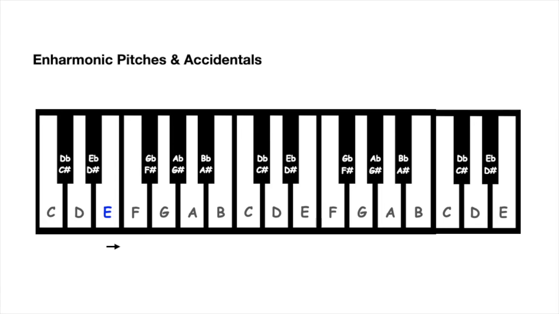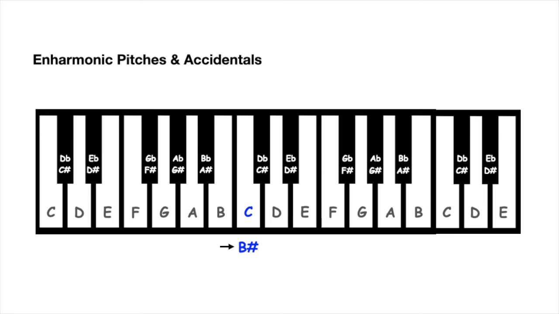This means E sharp is a white key enharmonic with F. Similarly, if you raise a B a half step or semitone to the closest possible key on the keyboard, you will get a white key too. That means B sharp is a white key and is enharmonic with C.